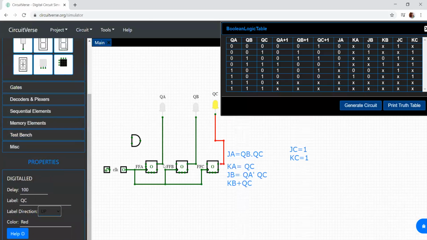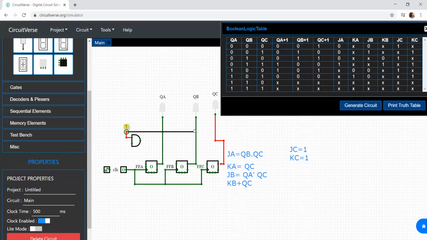Now we'll see what JA is equal to. JA is equal to QB into QC. So QB is over here, I'll connect it to QB, and I'll connect the other input to QC. This is my QC. This goes to the input JA. Now what is the next one? KA is equal to QC. So I have KA over here, and I connect it to QC.